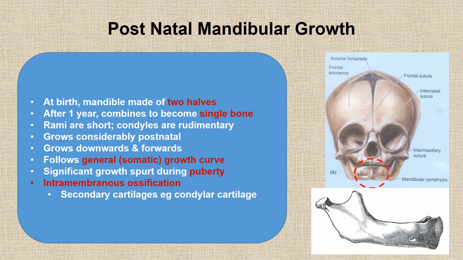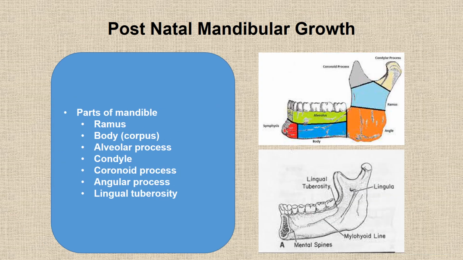The mandible follows the general somatic growth curve, and significant growth of the mandible occurs during the growth spurt during puberty. The mandible is an intramembranous ossification with secondary cartilage present in the condylar cartilage. Now, the mandible can be divided into parts. We have the ramus, the body or corpus, the alveolar process, the condyle, the coronoid process, the angular process, and the lingual tuberosity here.